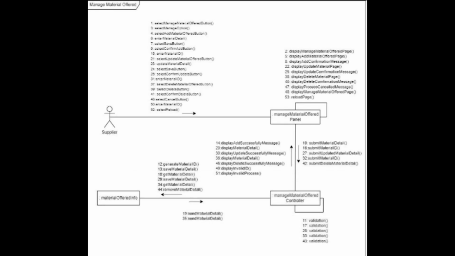I'm going to present the collaboration diagram. In this diagram, we can conclude that the supplier can interface with the system by selecting buttons and entering material details. The Manage Material Offer panel can display the page and confirmation message, and submit material details or ID keyed in by the supplier to the controller. The Manage Material Offer controller can do validation for material details and ID submitted by the panel. The controller can also display a success message, invalid message, or details to the panel.